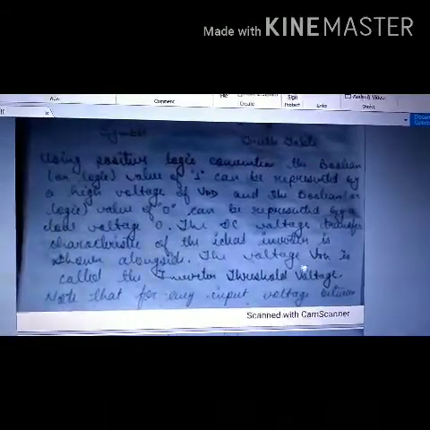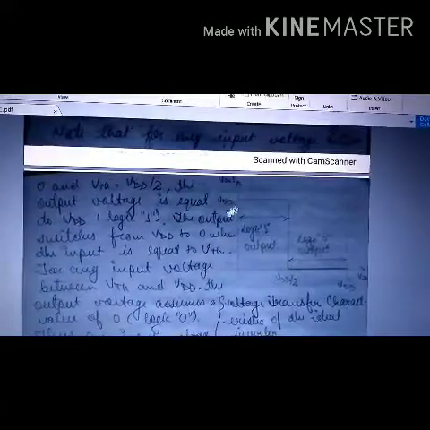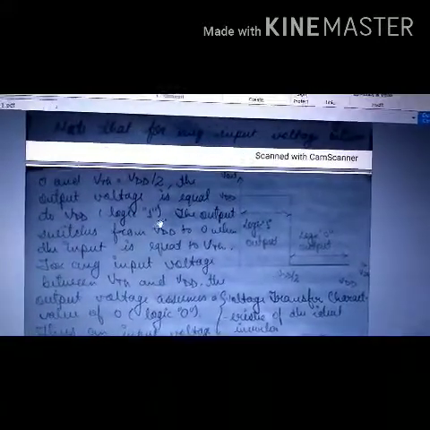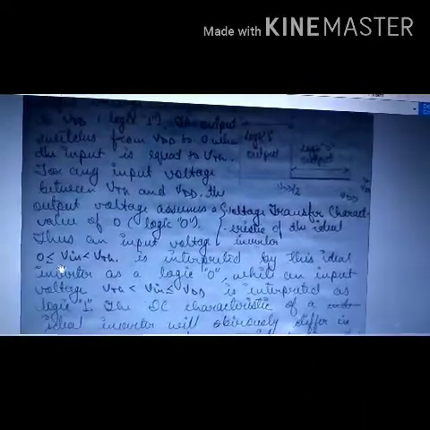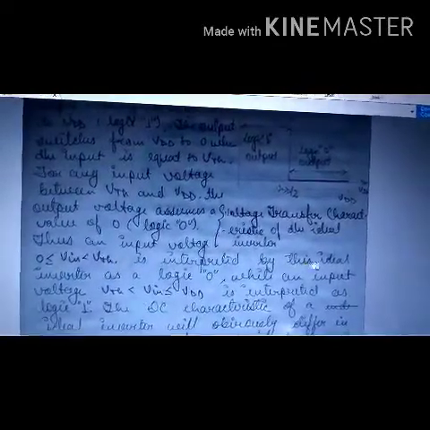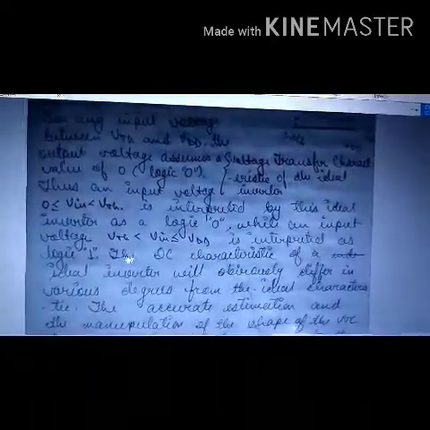The voltage VTH is called the inverter threshold voltage. Note that for any input voltage between 0 and VTH, which is VDD by 2, the output voltage is equal to VDD, logic 1. The output voltage switches from VDD to 0 volt when the input is equal to VTH. For any input voltage between VTH and VDD, the output voltage assumes a value of 0, logic 0. Thus an input voltage between 0 and VTH is interpreted by this ideal inverter as logic 0, while an input voltage between VTH and VDD is interpreted as logic 1.